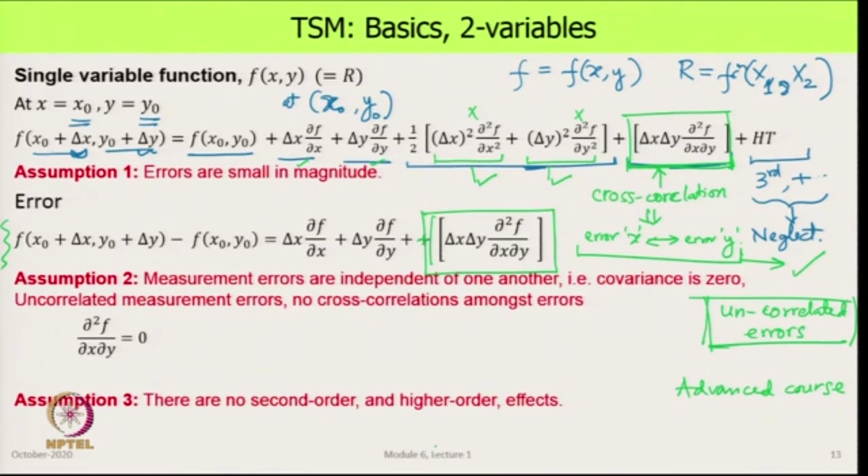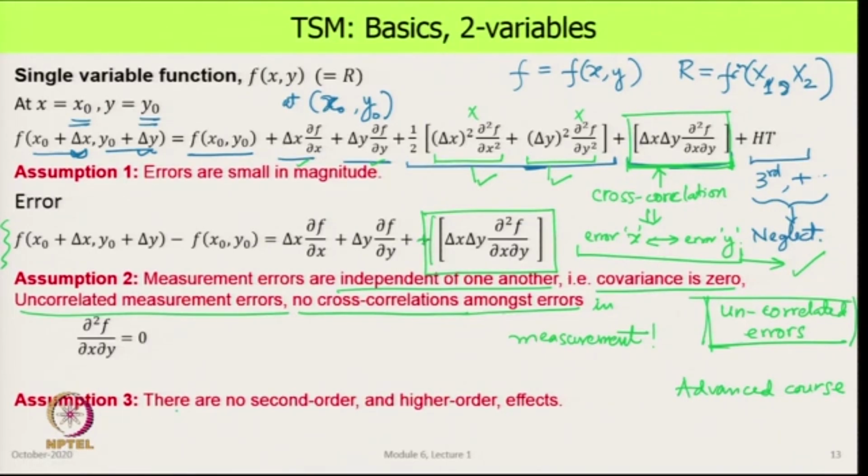And so, the second assumption that we have just talked about: measurement errors are independent of one another. That means their covariance is 0, or they are uncorrelated measurement errors, or the same thing as saying that there are no cross correlations amongst the errors in the measurement. Under that assumption, so this is assumption number 2, d2f by dx dy, this is 0.